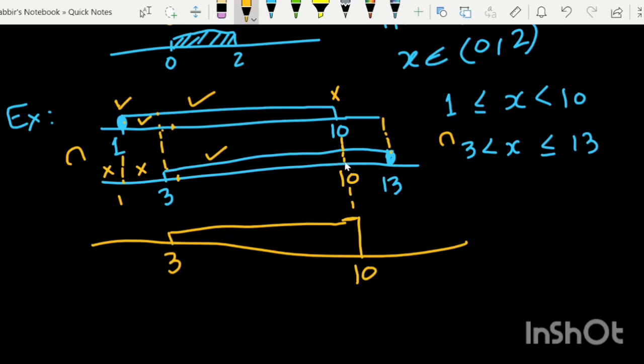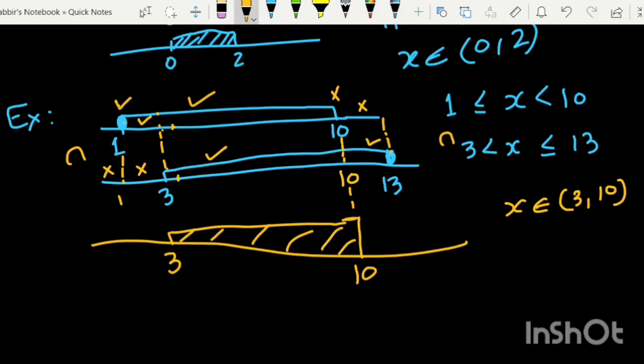Now moving on from 10 to 13, those values are included here, but there is no value from 10 to 13 in the first inequality, so there won't be any common values after 10. So the final solution would be 3 to 10. So x belongs to the open interval 3 to 10. Okay, so that way we find the intersection of inequalities.